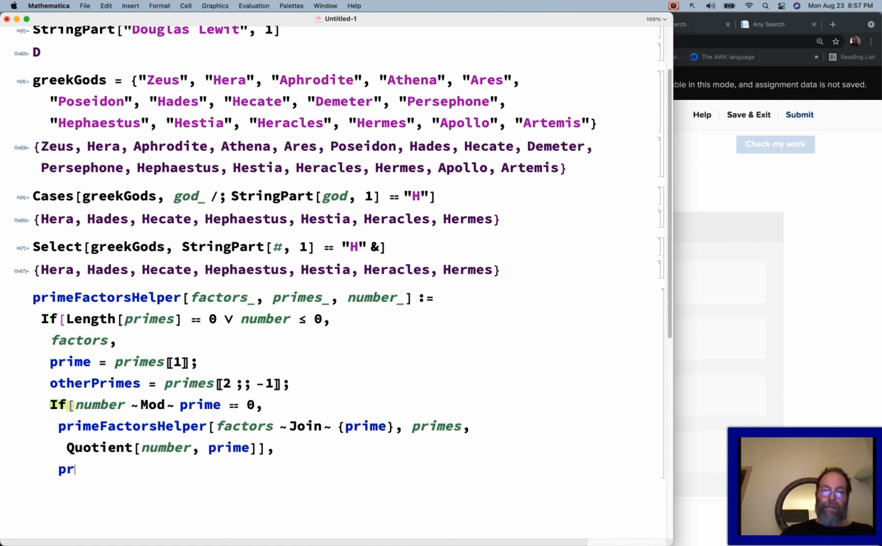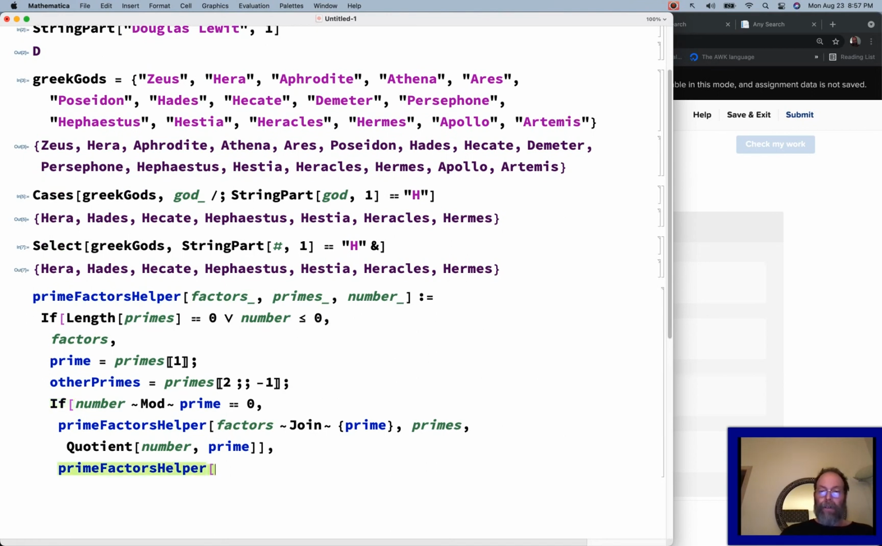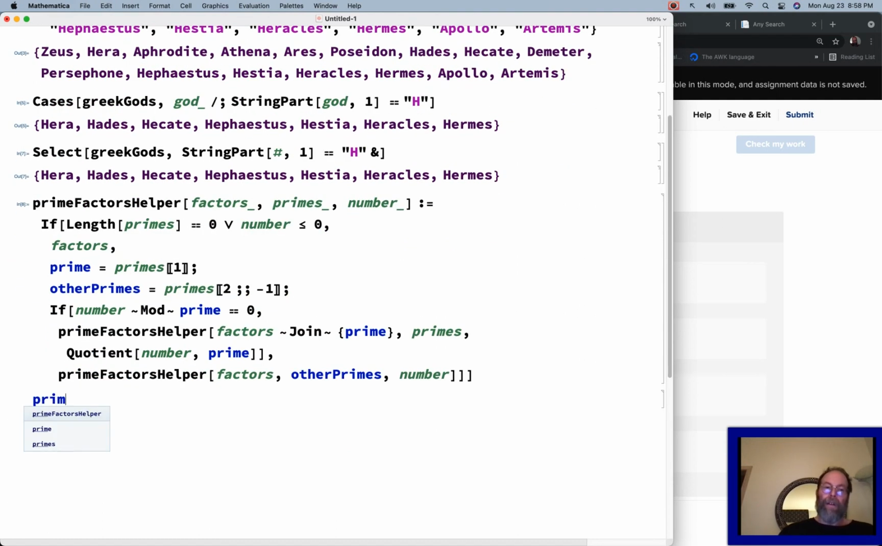Okay, or else primeFactorsHelper, we're not going to add the prime number to factors. We're going to discard the first prime number and just stick with everything else in the primes list except the first number, which is going to be other primes. And since prime is not a factor of the number, we're not going to divide by the prime. We're just going to have number. Okay, shift enter. Let's see if this works.